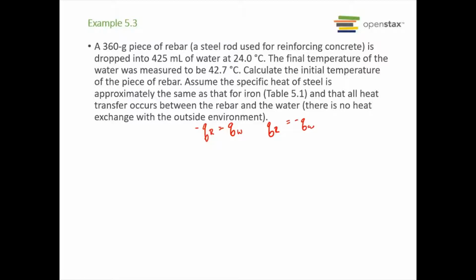Now we know that Q equals mC delta T. So we can rewrite these equations to say mass of the rebar times specific heat of the rebar times the change in temperature of the rebar is equal to the negative mass of the water times specific heat of the water times the change in temperature of the water.